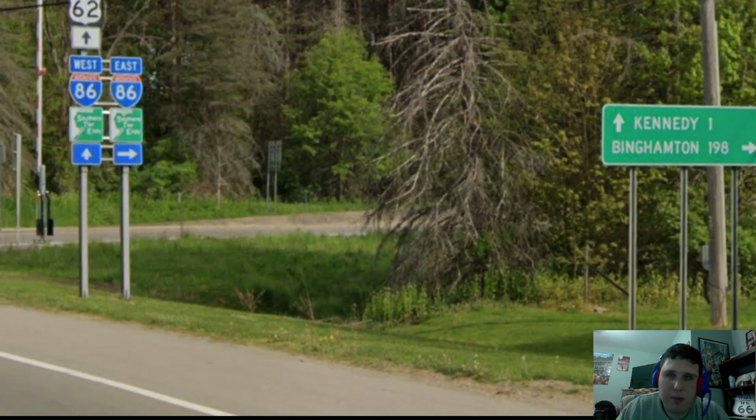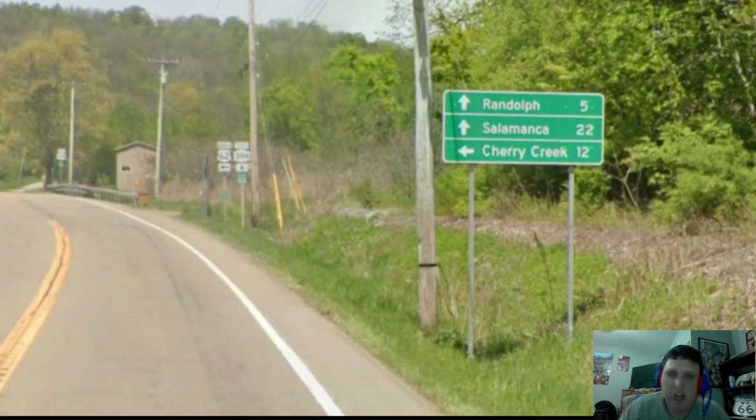Here in New York, our first major intersection is Interstate 86, and 86 is signed east for Binghamton, while 86 west is signed for Kennedy. What? That should be Erie, because of Interstate 90 there. Not Kennedy. I didn't even know where Kennedy is. Here we're at a random junction, and US 62 is now signed north for Cherry Creek, which is 12 miles away.